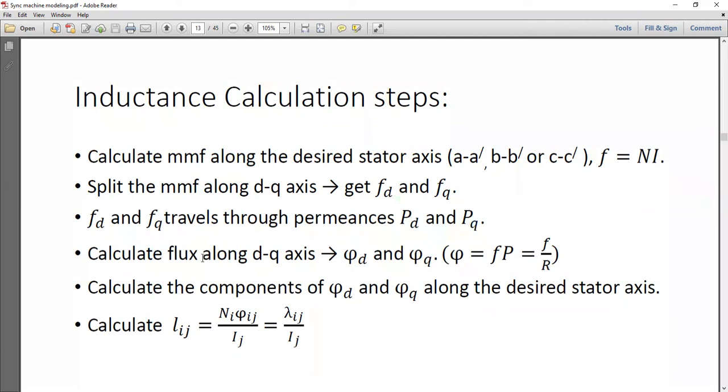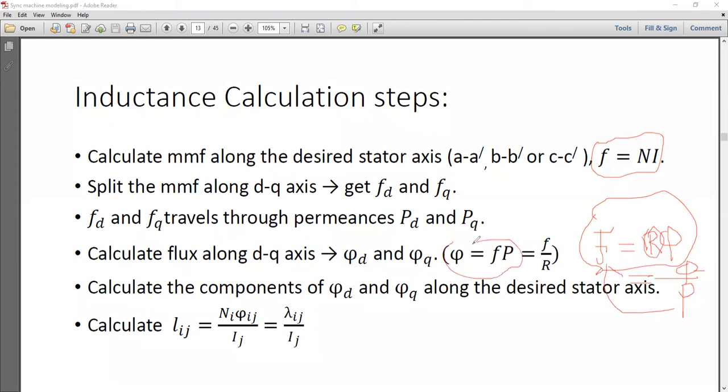Then we will calculate the fluxes. From MMF we come to the flux. So from MMF we will calculate the fluxes along the DQ axis, and the flux is related to the permeance in this manner. The original formula you might remember is F, the MMF, equals R phi. F could be Ni or F could be R phi. From there we can write phi over P, where P is the inverse of your reluctance. So phi is equal to P multiplied by F. Sorry, phi equals F into P.